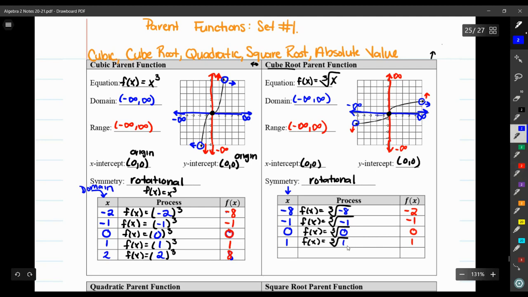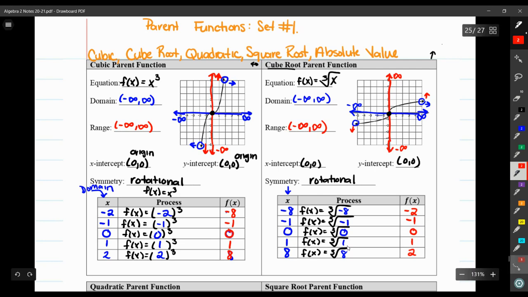And then the final perfect cube is 8. So your f of x equals the cube root of 8. So what times itself 3 times is going to give us an 8? We've kind of already answered that. 2 times 2 times 2 makes 8. So that means the cube root of 8 is equal to 2.